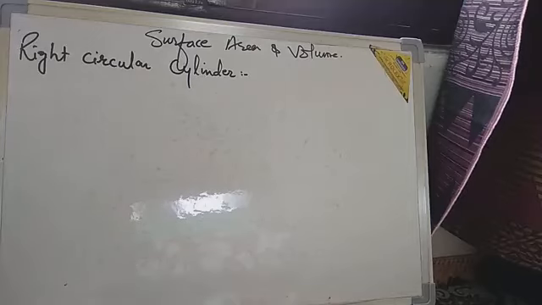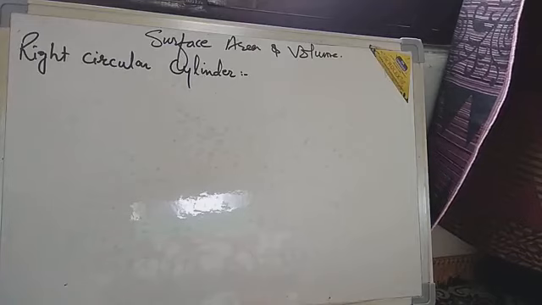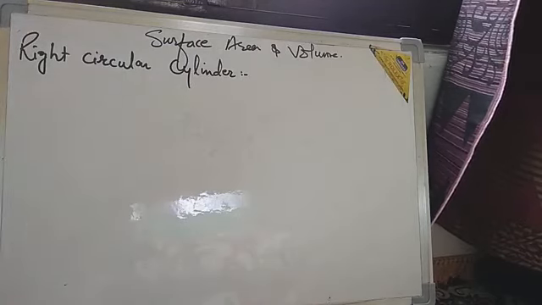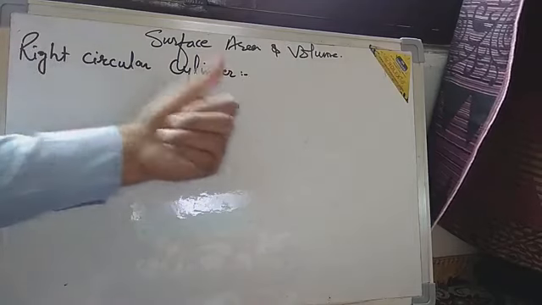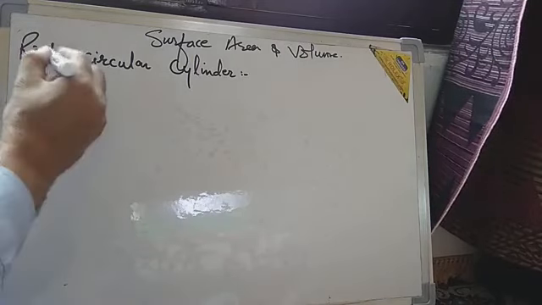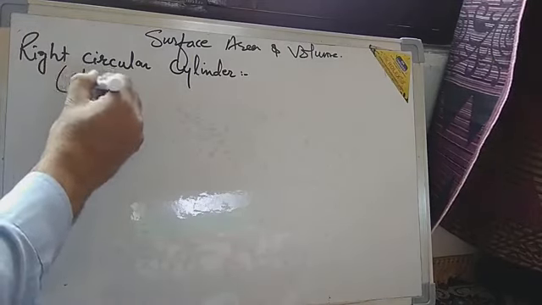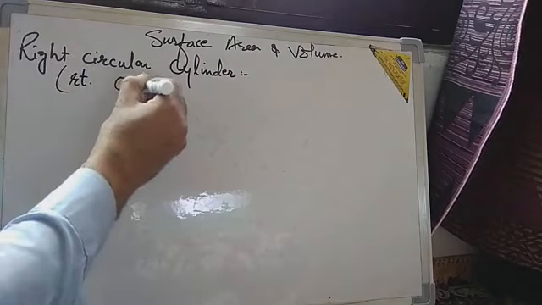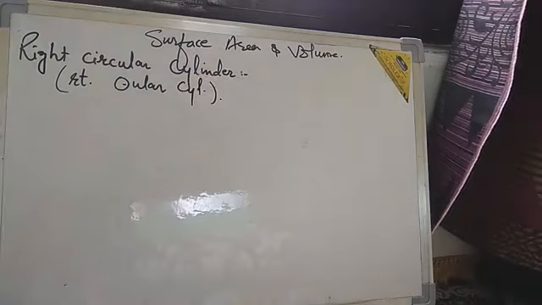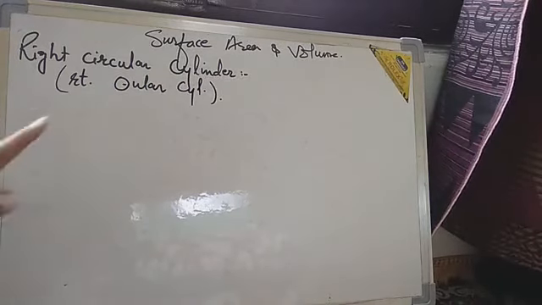My dear students, today in continuation of the definition of some solid shapes in the chapter surface area and volume, we have to discuss a right circular cylinder. First of all, I will tell you right circular cylinder can be shortly written as RT for right, CIRCULAR for circular, and CYL. This is the short way of writing right circular cylinder.